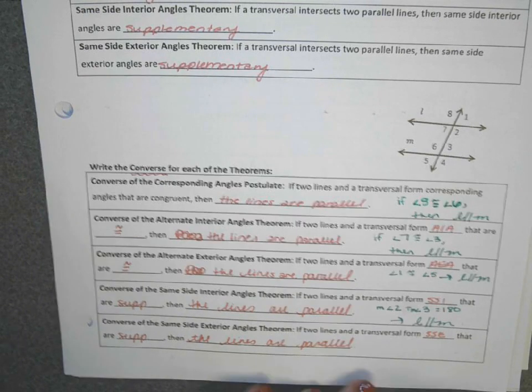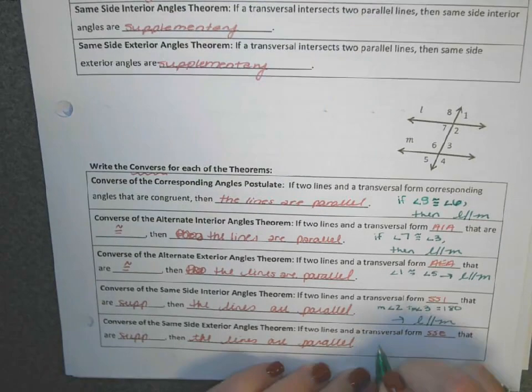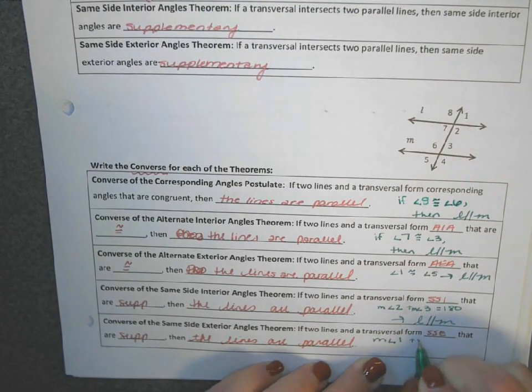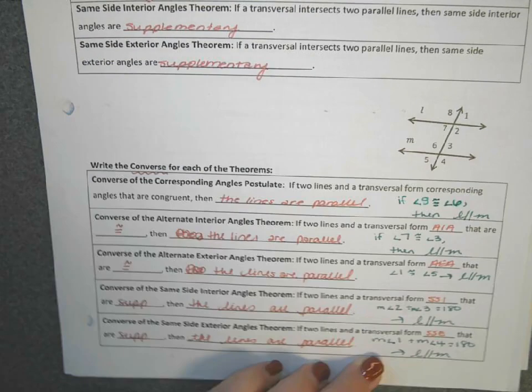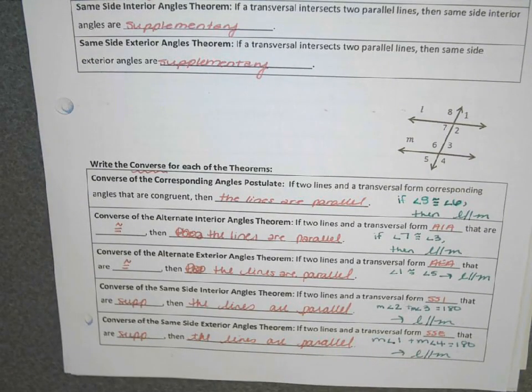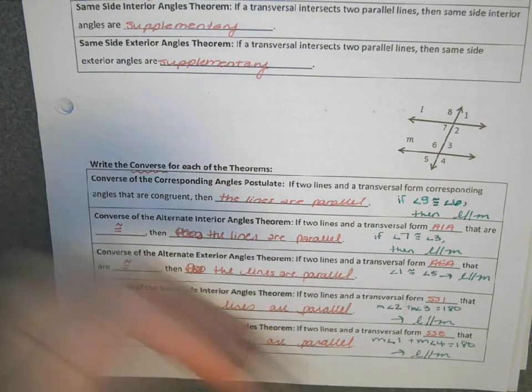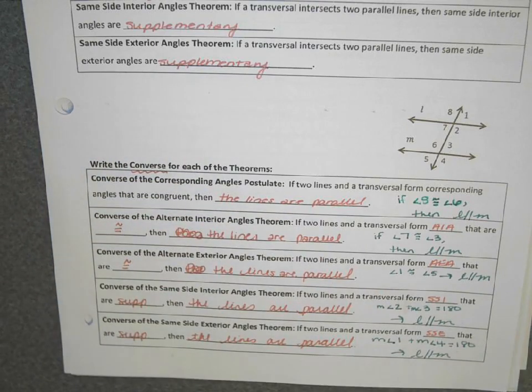Okay. Same side exterior angles would say that the measure of angle 1 plus the measure of angle 4 would equal 180. That would imply L is parallel to M. All of those would be examples of how we could use this. So if we're given that something is congruent or supplementary, if it meets one of these theorems, then you can conclude that lines are parallel.